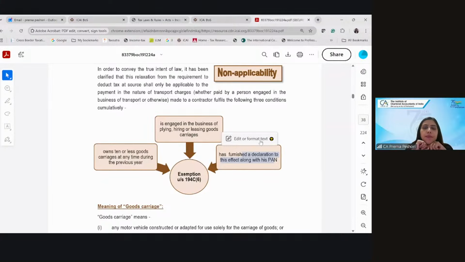If these three conditions are satisfied, then he will not be in default, right ma'am? Yes. Okay. So this is about section 194C, the most widely used section even in the practice. Okay, let us move further.